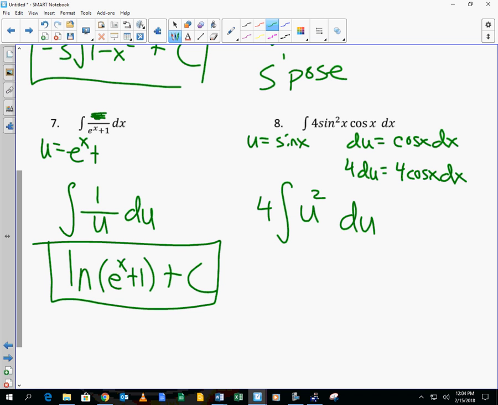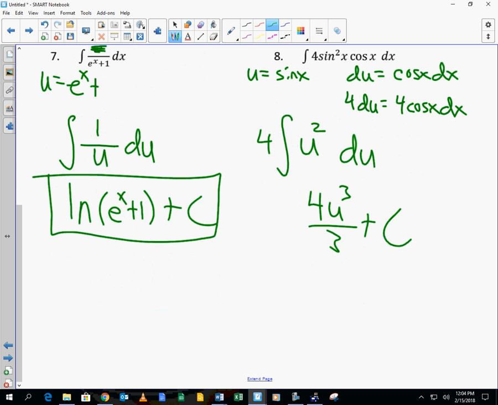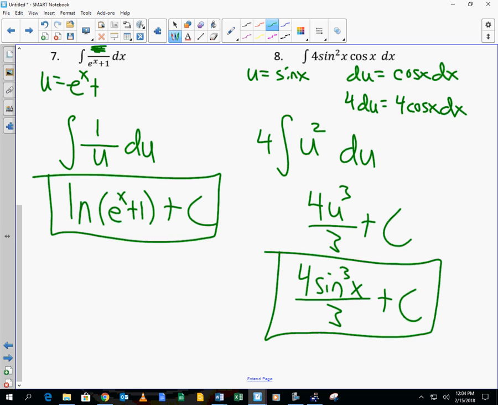Okay, what do I have left? U squared. What's the antiderivative of u squared? U to the third over 3, so we have 4u to the third over 3 plus c. And what is u? That's the antiderivative, folks. Isn't that awesome?